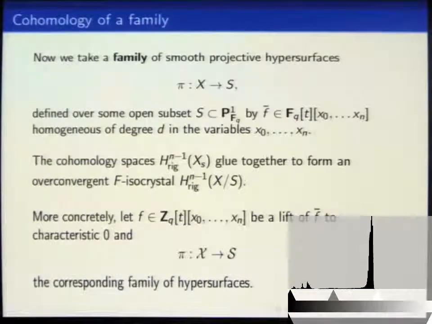Okay, but now instead of taking a single X, I'm going to take a family, a one parameter family. So I take some S in P^1, the projective line, and over that I take a family of smooth projective hypersurfaces. So for every s in S, I get a fiber X_s.